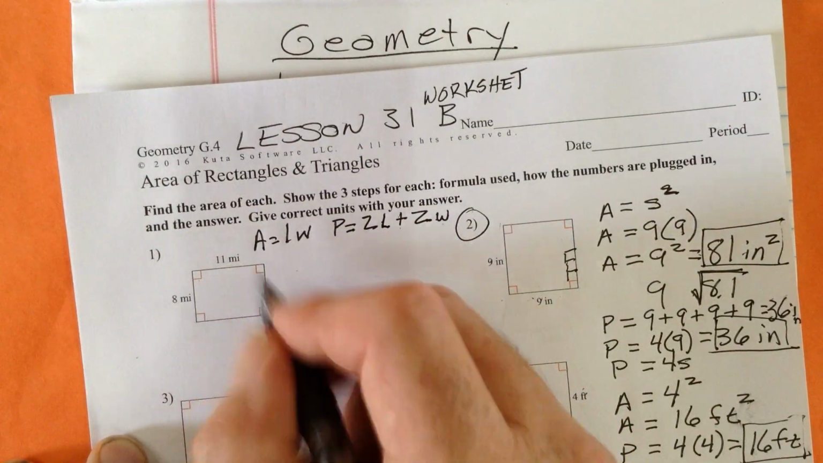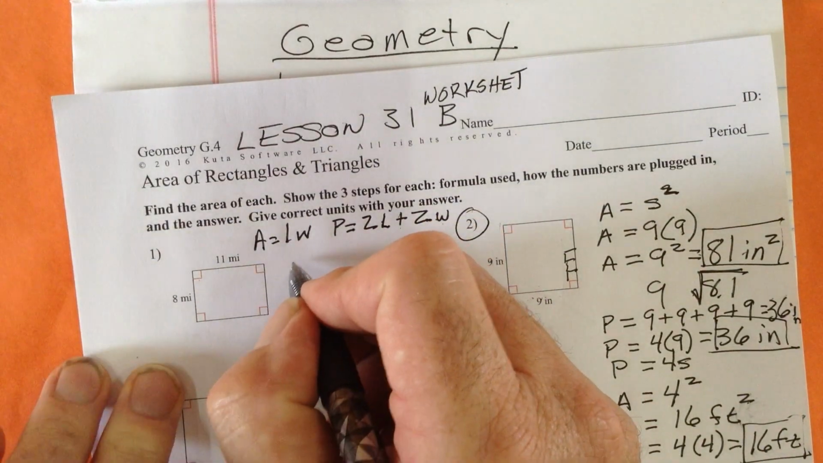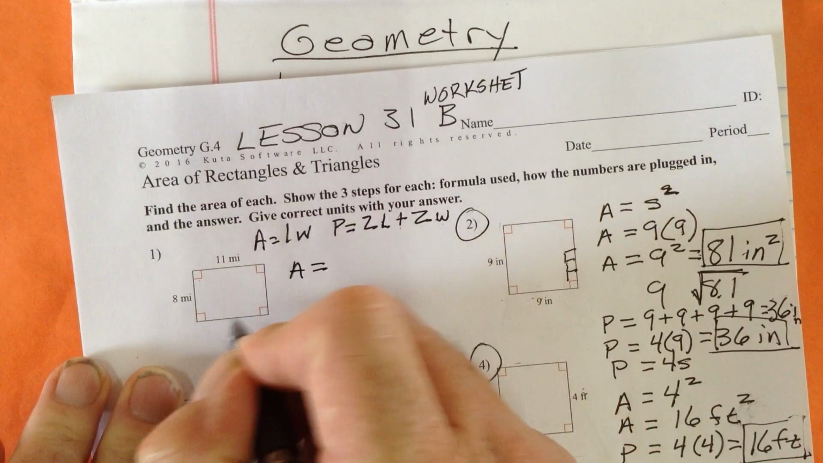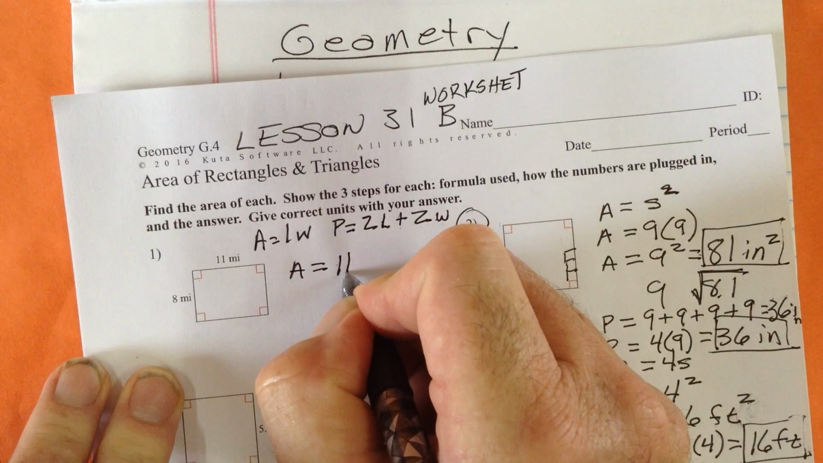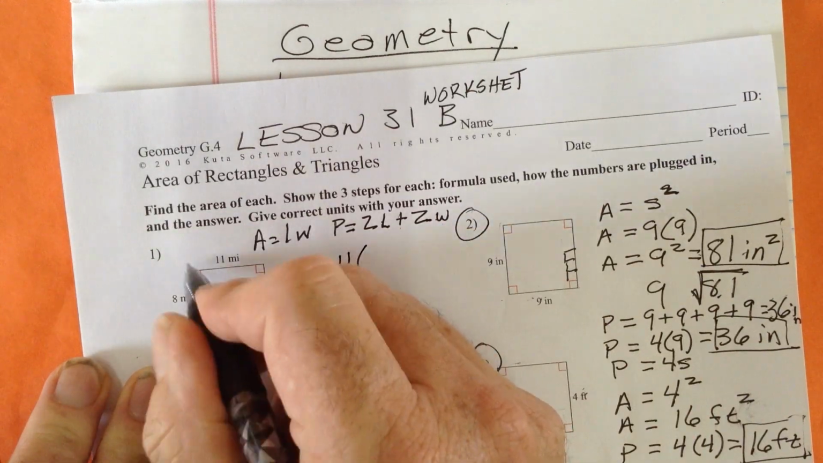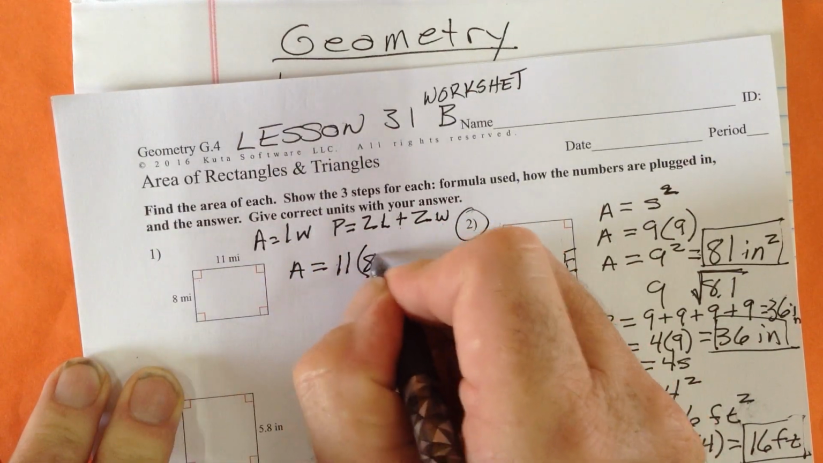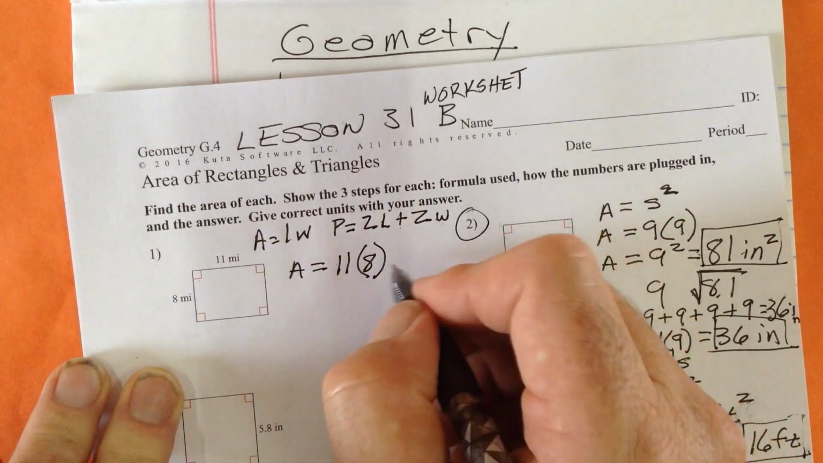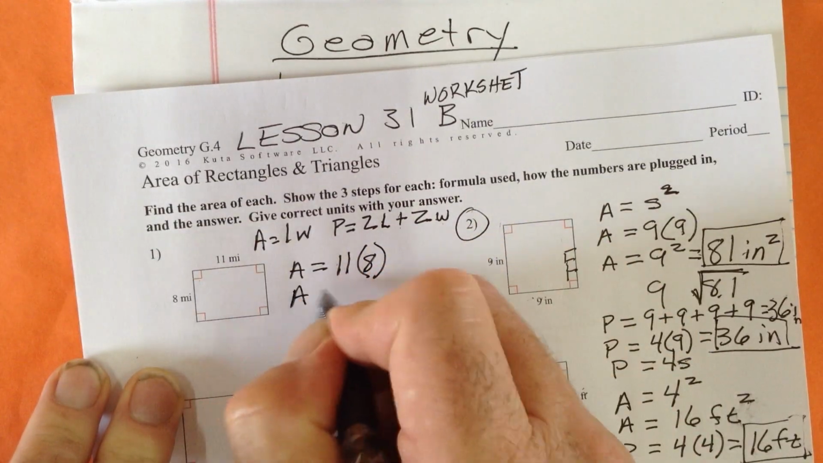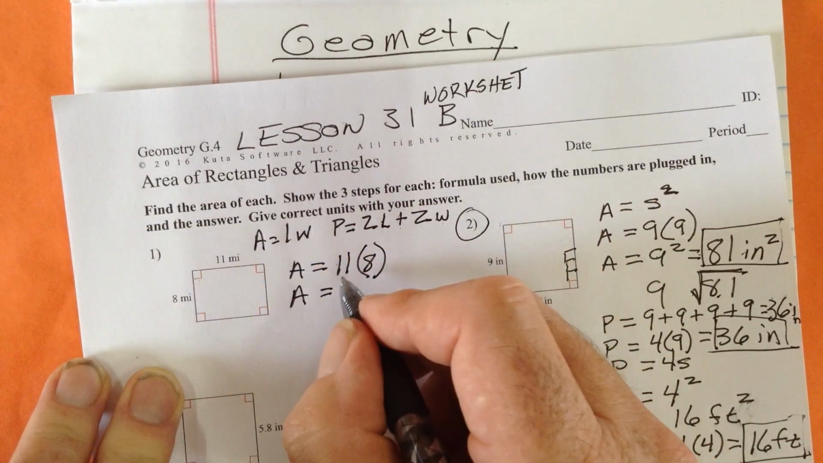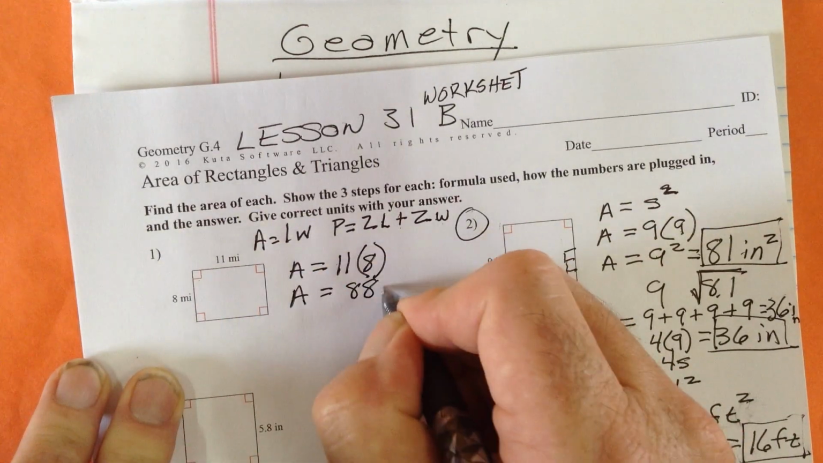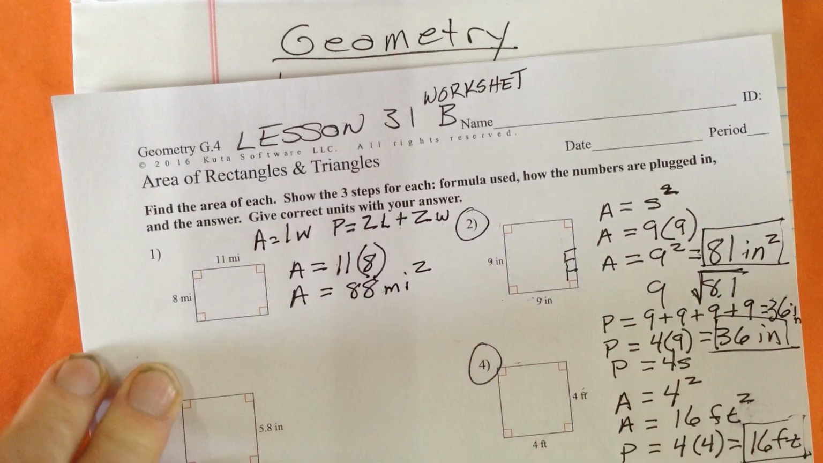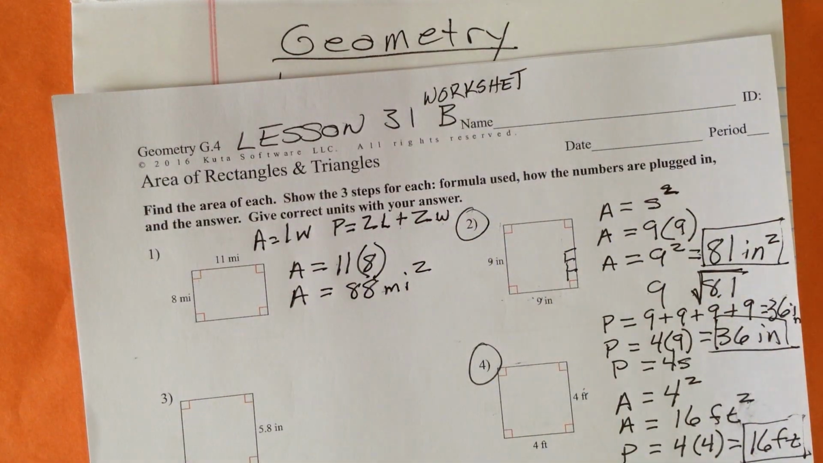So to find this particular rectangle's area, I've got to take the length. I'm going to label this one across the length as 11, and then the width 8. This one's going to be the width. So here it's just multiplying the two sides. 11 times 8 is going to be 88 square miles.